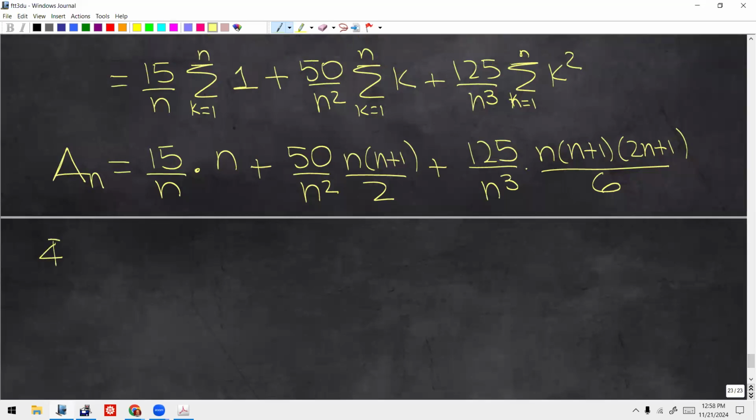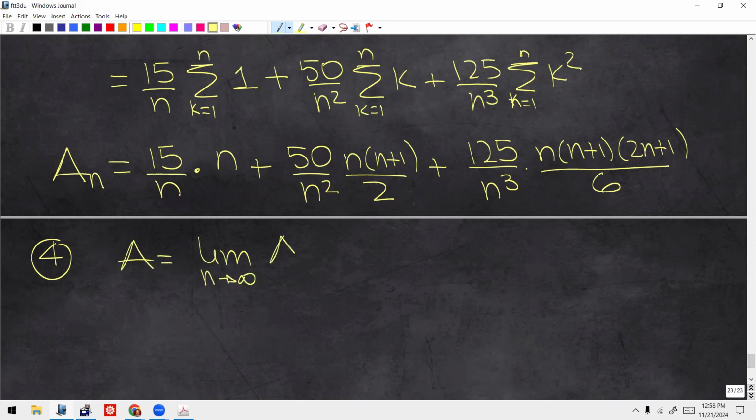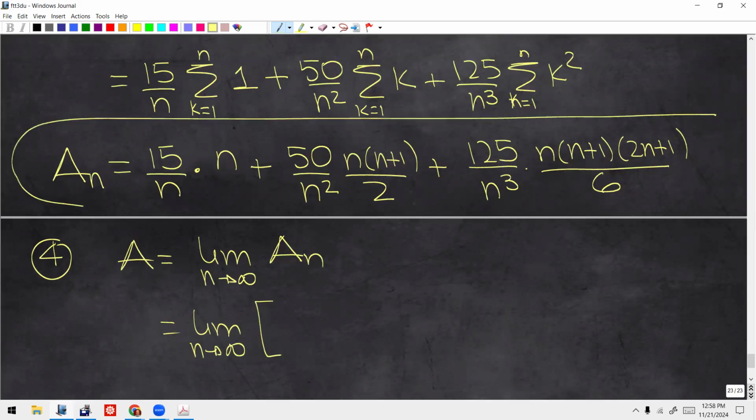All right, the last step is to find the actual area. We're going to take the limit as n goes to infinity of a sub n. Okay, so let's do that. Limit as n goes to infinity of a sub n. A sub n is right here. This is what a sub n is, right? We just calculated that. So I'm going to clean it up as I write it down.